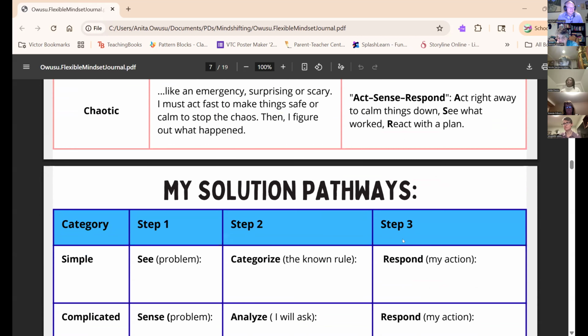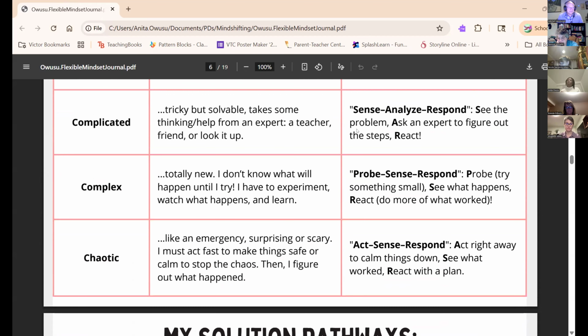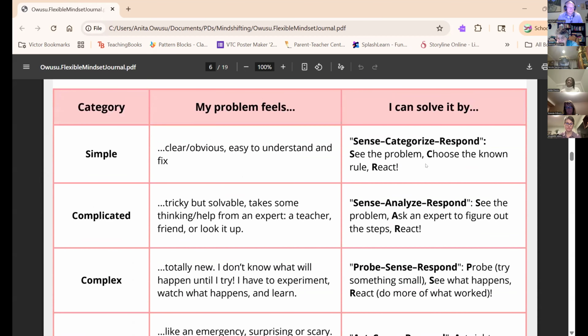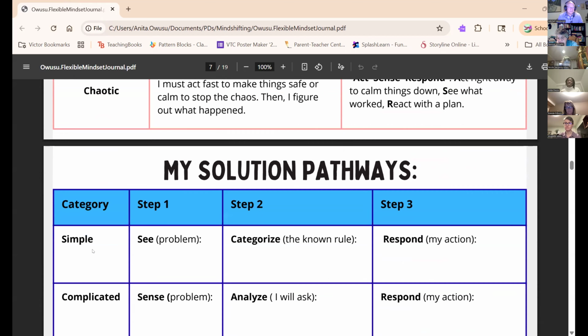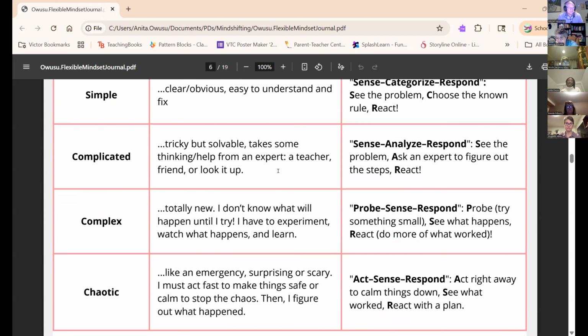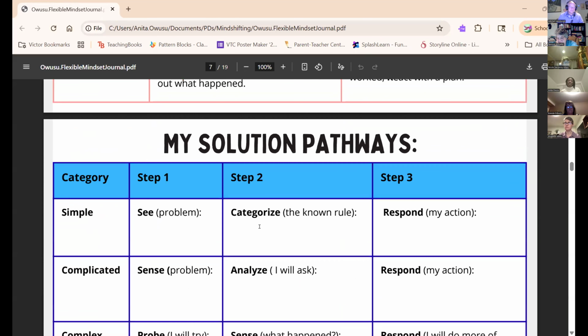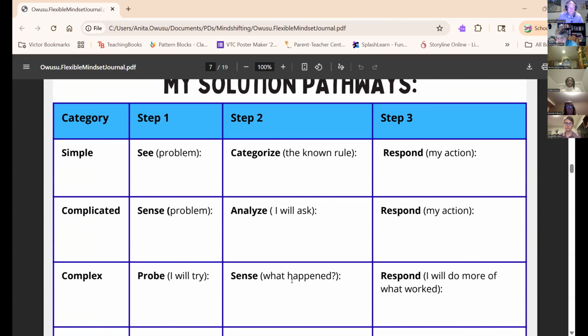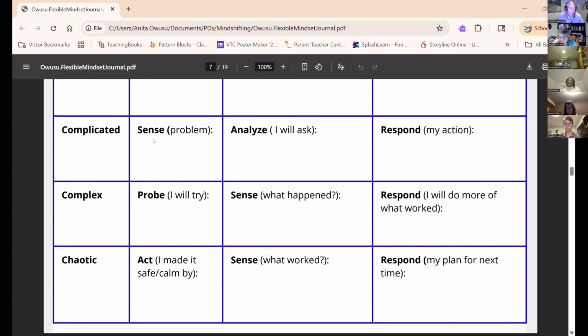And then now my solution pathway. Taking what was recommended here, the 3 steps, I broke that down so that your step 1, 2, and 3 look like this, like a planning sheet or record sheet for the user. Since we're using complex, we come to complex. Okay, probe. Probe means I've got to try something. What did I try? What happened? What will I do more of that worked? It's like a quick note, but taking you through the steps. So that's all for the 4.